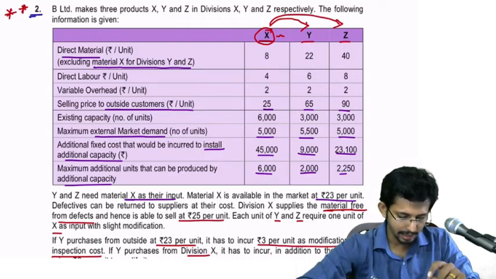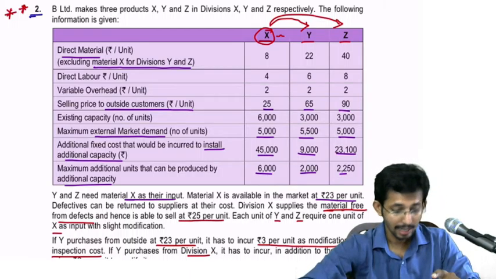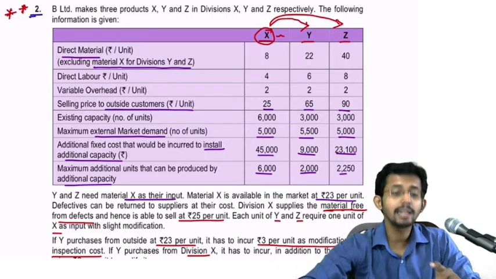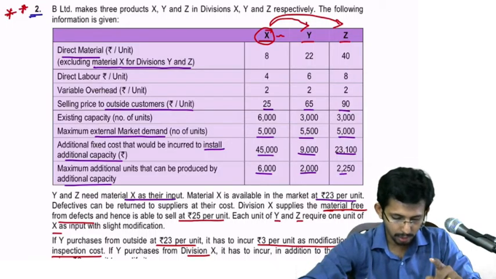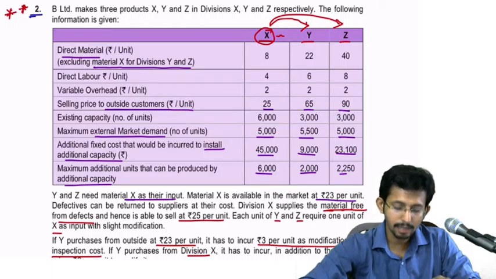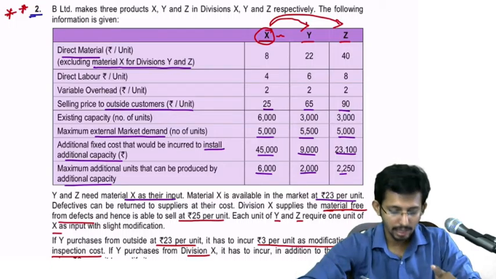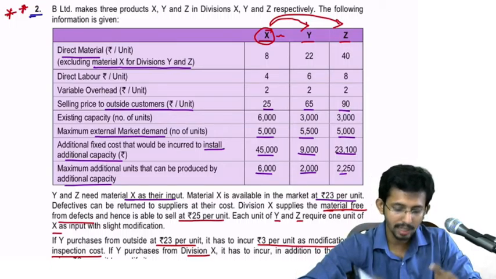The existing capacity for X, Y and Z is 6,000, 3,000 and 3,000. But you can increase the capacity by how many units? In case of X, you can increase it by another 6,000. In case of Y, you can increase it by another 2,000, and for Z, by another 2,250. But if you want to increase, there is some additional fixed cost to be incurred.